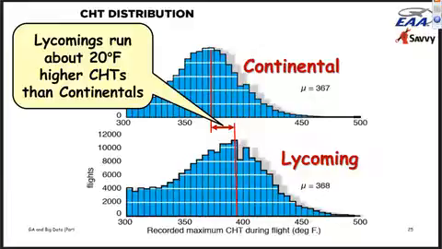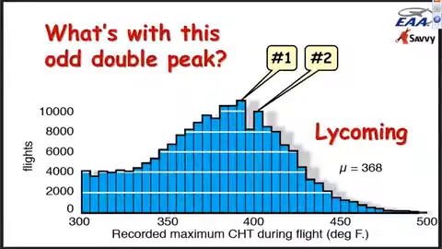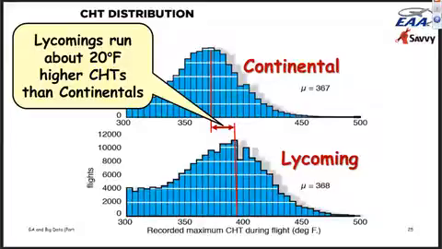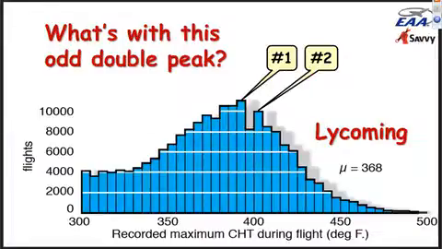But when I was looking at this study, there was one thing that caught my eye in the Lycoming data, and that was the fact that the Lycoming data had this funny little double peak on it. If you look at the Continental data, it had a nice smooth bell curve, which is kind of what you'd expect. But the Lycoming data had this funny double peak to it. And I was curious, why would that be? That seems a little strange. You'd expect the distribution to be a nice smooth curve. And so we looked into that a little further and drilled down.